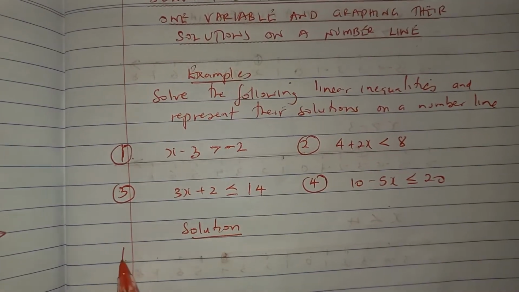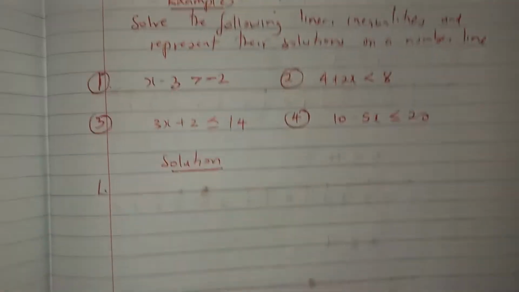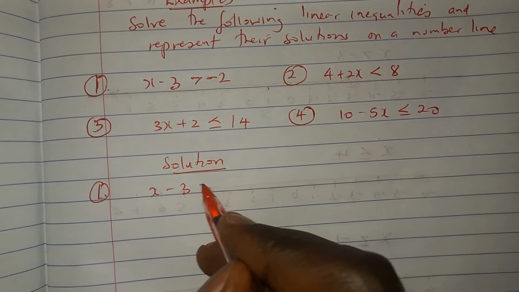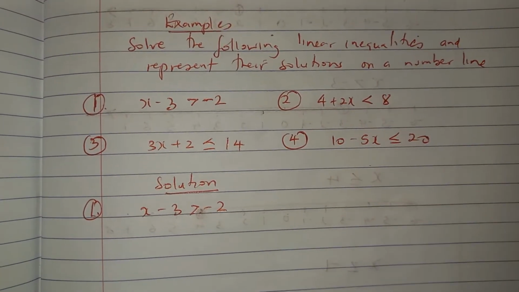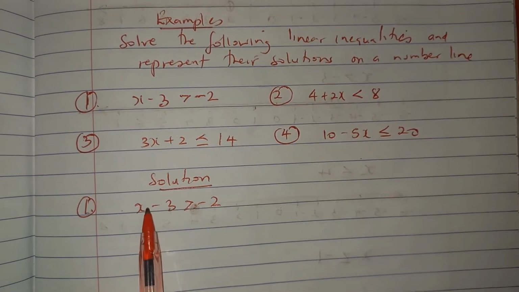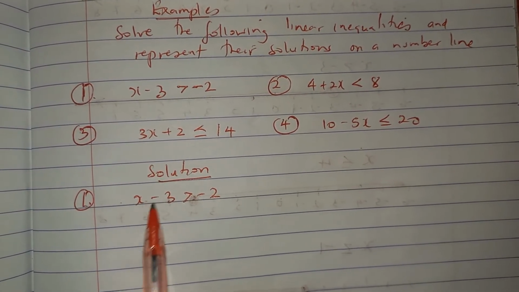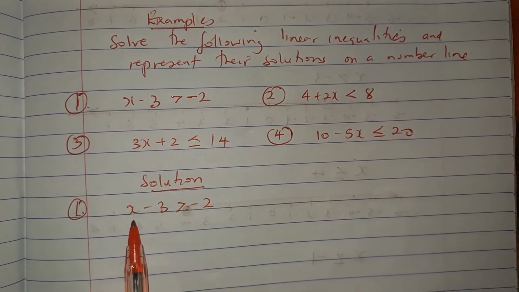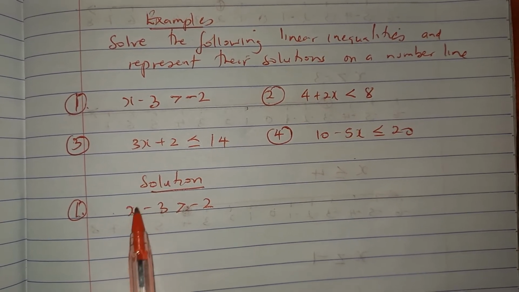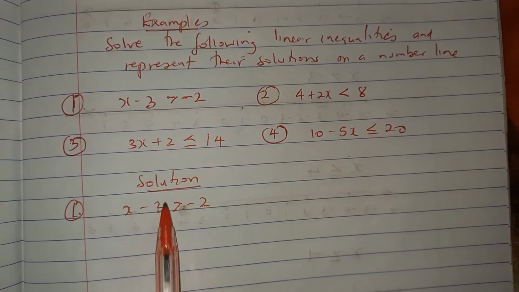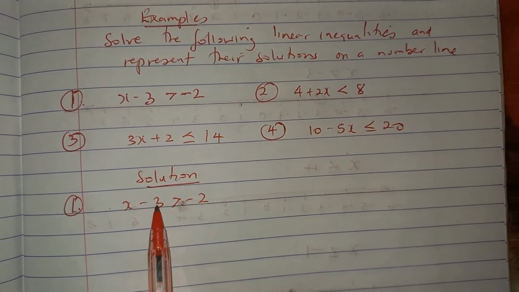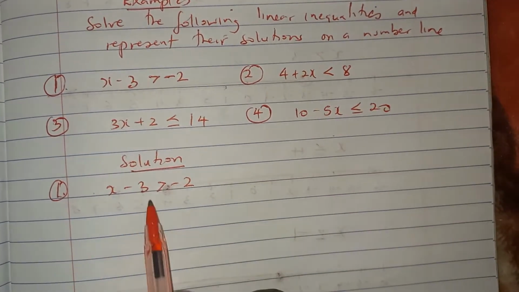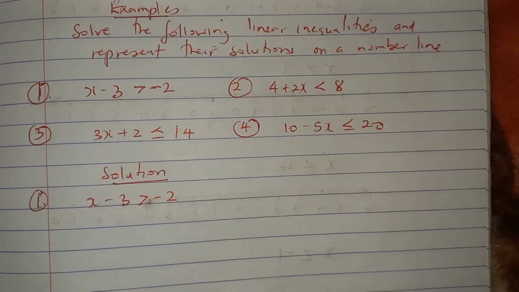Solution to number 1. Now we have x minus 3 is greater than minus 2. Here we need to look for a way of isolating x in the inequality. If we have to have x on one side, then we must think of how to get rid of minus 3 on the left hand side. To do that, we add 3 to both sides of the inequality.